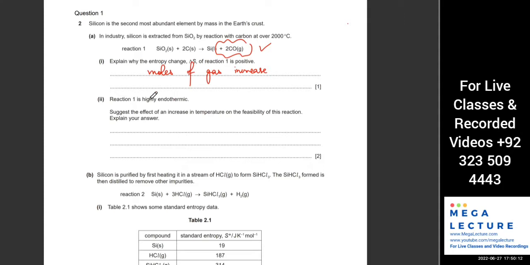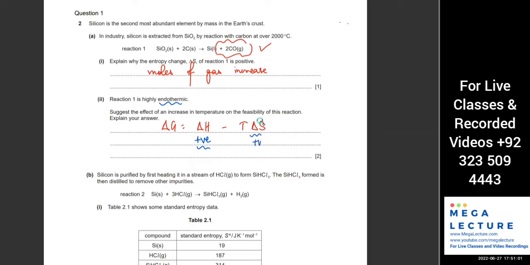Then he says that reaction one is highly endothermic, and asks to suggest the effect of an increase in temperature on the feasibility of the reaction. So the feasibility depends on the Gibbs free energy, that's the total energy available to the system. The formula for Gibbs free energy is delta H minus T delta S. Now they've told us already that it's a highly endothermic reaction. So the first term, delta H, is positive. And the second term is delta S, which is also positive. It's very positive.